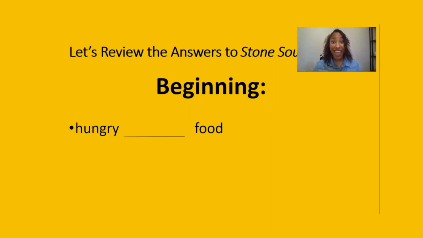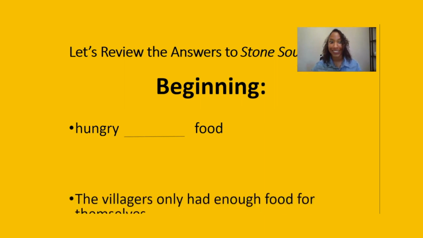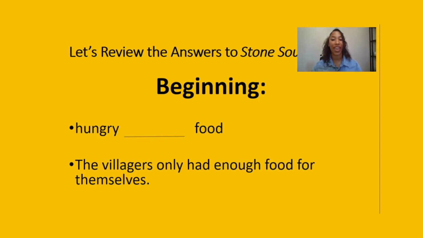Okay, the next answer is the villagers only had enough food for themselves. That's why none of the villagers could give the traveler any food. How did you do with those two? These are the important events that happen at the beginning of the story. Okay, now let's go to the middle.